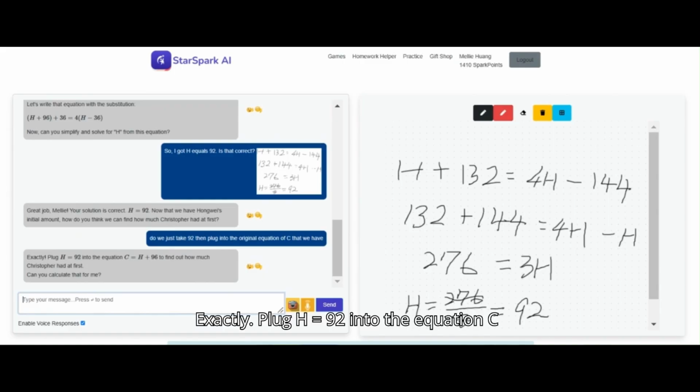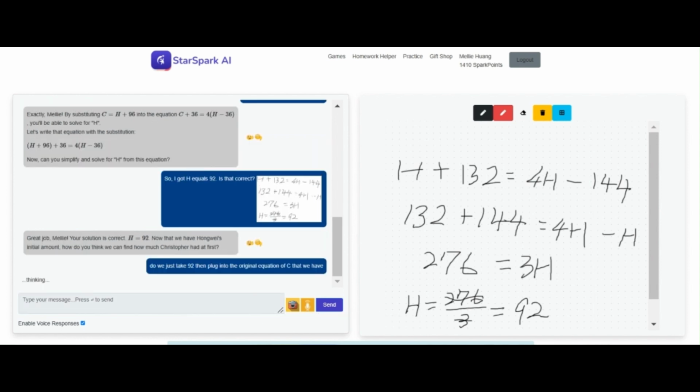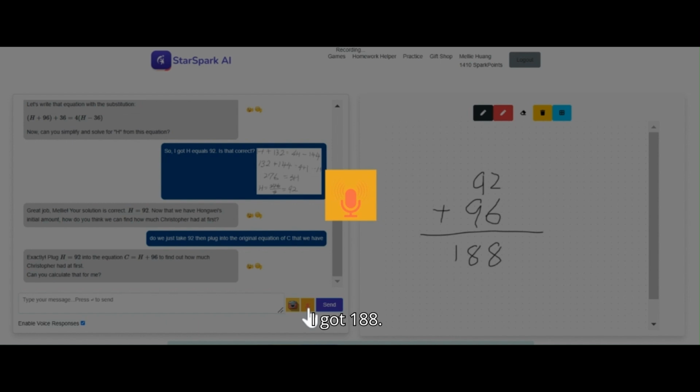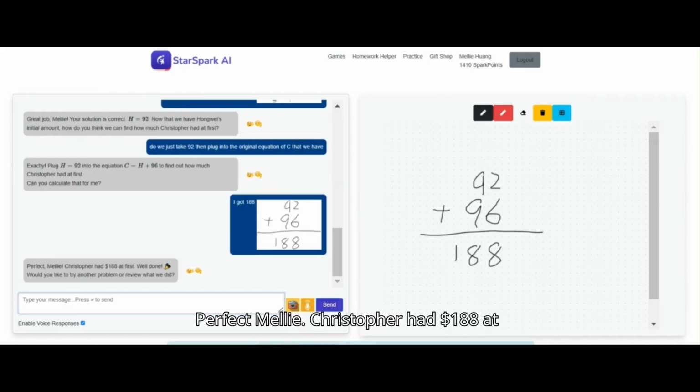Exactly. Plug H equals 92 into the equation C equals H plus 96 to find out how much Christopher had at first. Can you calculate that for me? I got 188. Perfect, Mellie. Christopher had $188 at first. Well done. Would you like to try another problem or review what we did?